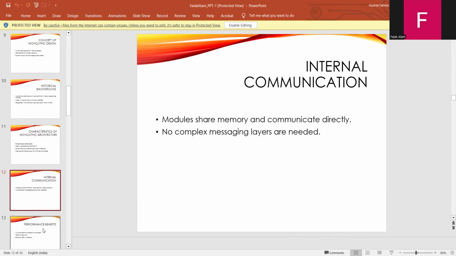In a monolithic architecture, different modules communicate directly through shared memory and internal function calls. Since the modules share memory and communicate directly, this approach eliminates the need for complex communication mechanisms such as message passing. Because modules operate within the same address space, communication is extremely fast.